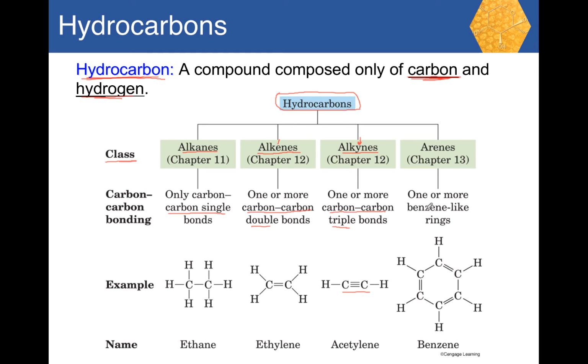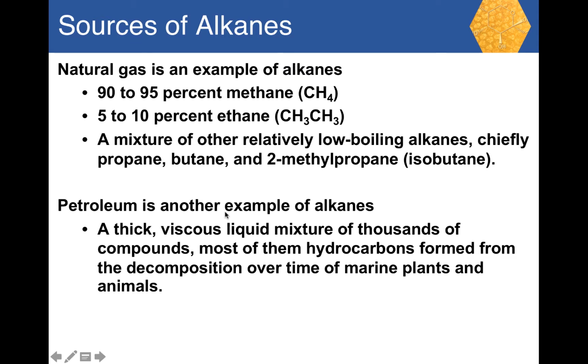And in chapter 13, we'll look at molecules that contain double bonds and single bonds in a ring, such as benzene. But for this chapter, or the next 2 lectures, we'll be looking at alkanes, hydrocarbons that are made up of carbons and hydrogen that contain only carbon-carbon single bonds. So, natural gas is an example of alkanes.